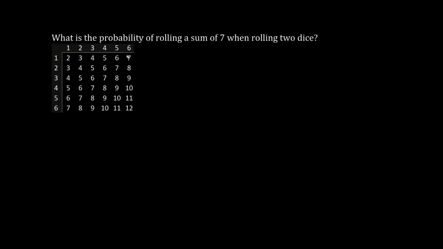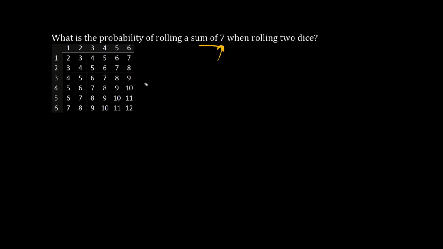What is the probability of rolling a sum of 7 when rolling 2 dice? Now the key word is sum. We're adding one number, 1 to 6, plus another roll, which is between 1 to 6. If, for example, you roll 1 and 1, 1 plus 1 is 2. If you roll 2 and 1, 2 plus 1 is 3. We add the row and column result.